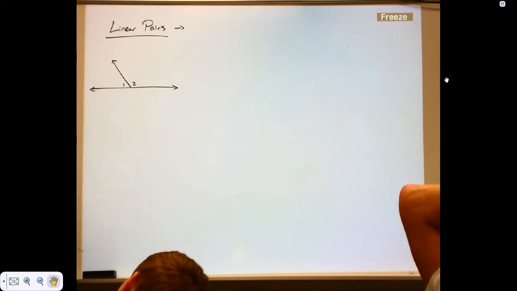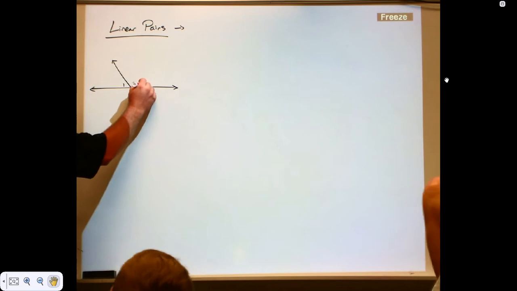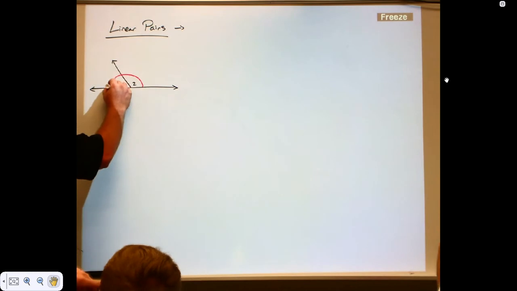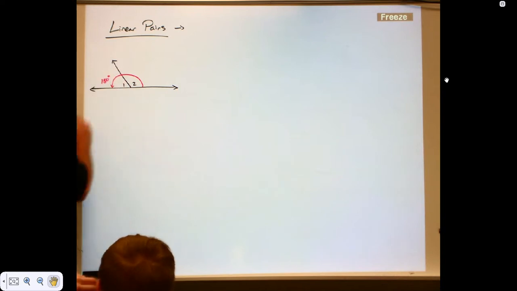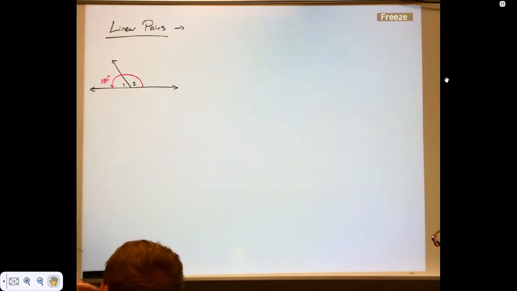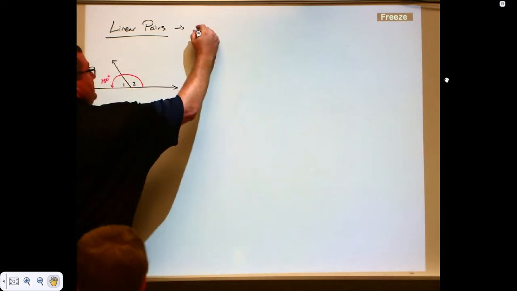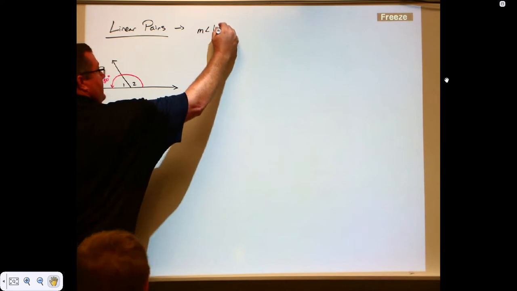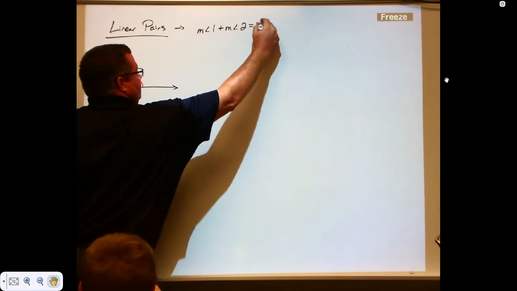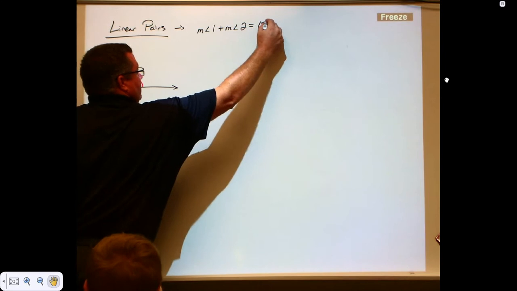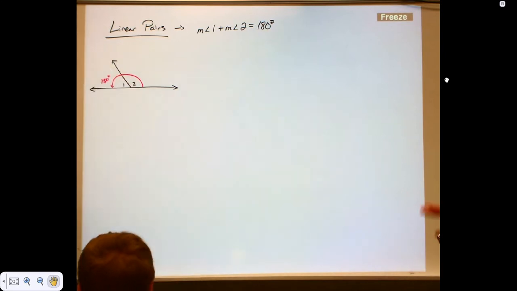Would you agree? Since it's a straight line, what's that got to be? 180. So anytime you have a linear pair, what can you say about those two angles? Measure of angle 1 plus what will equal what? Or they are supplementary. Okay?